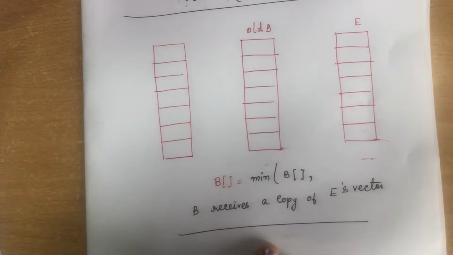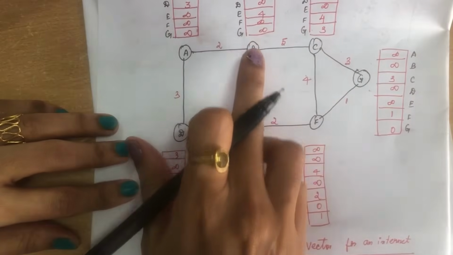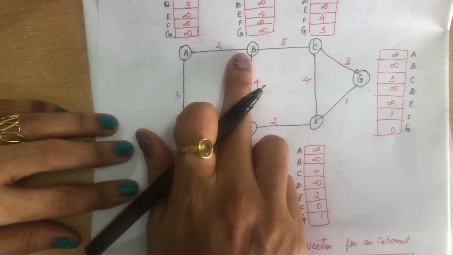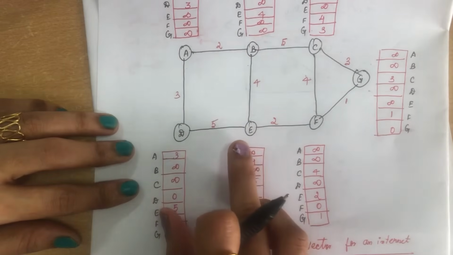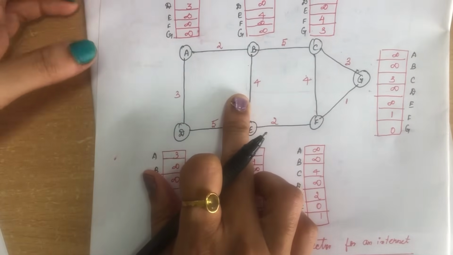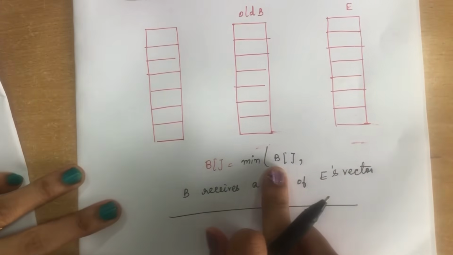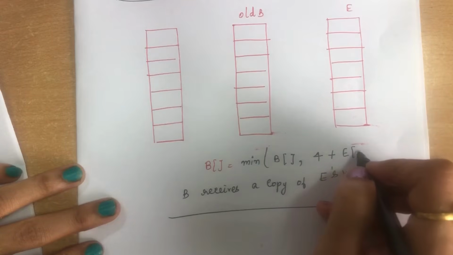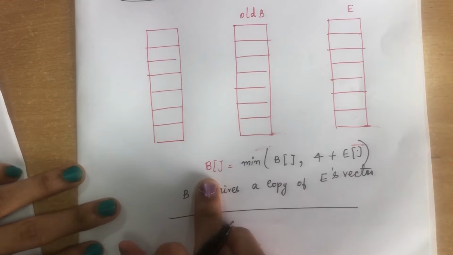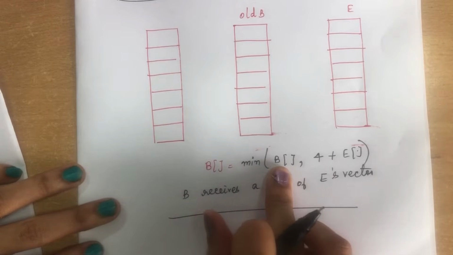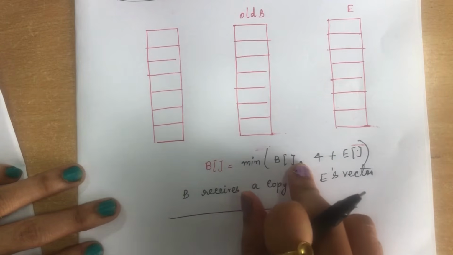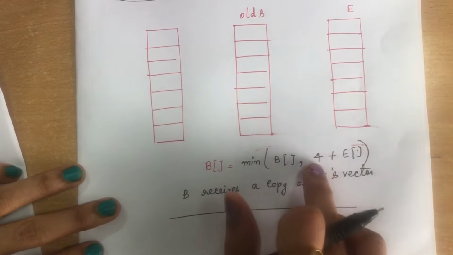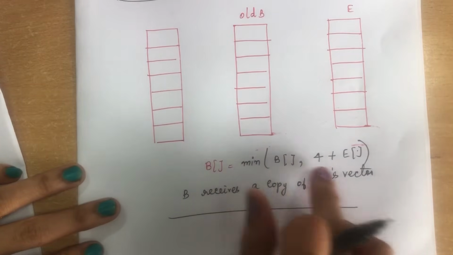When it is receiving the distance vector from E, you can see B is also connected with E. So B will also get the distance vector from E, and it has to update its own distance value. From E to B, the distance is 4. So what we write is the minimum of the old B value, or otherwise 4 plus the E vector, which will give you the new B distance vector. So we will find out the minimum value.